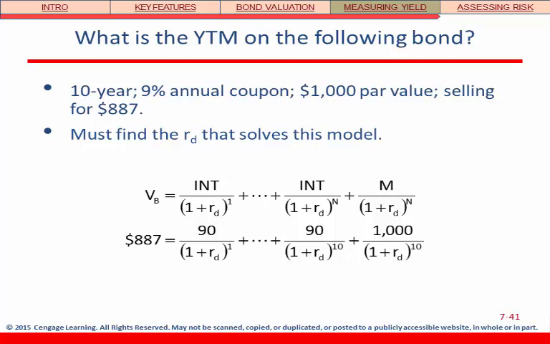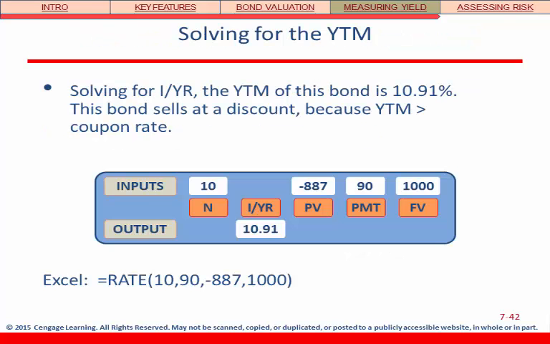This right here also shows you how to do it using the equation. So either way you want to do that. Now if, like me, you'd like to use your time value money buttons because it's quicker and easier, then right here shows you the inputs and the outputs. Okay, so this would have been a pretty easy problem. You put in 10 for N, negative 887 for present value, 90 for payment, 1,000 for future value. Compute I, and you get 10.91%.